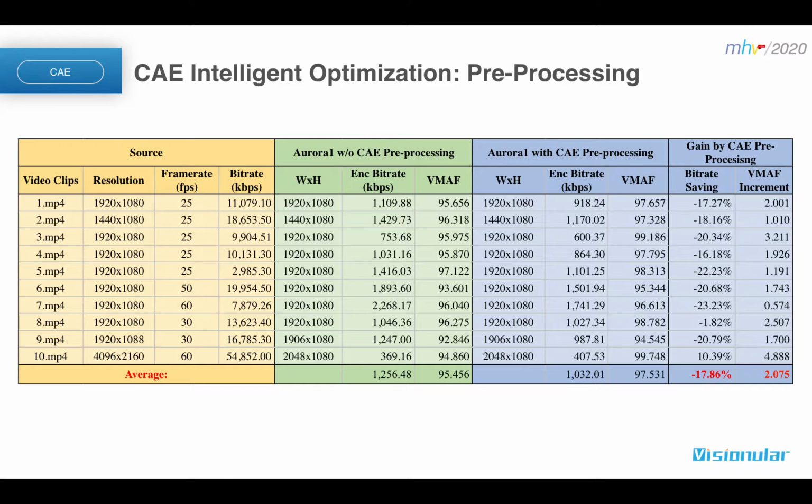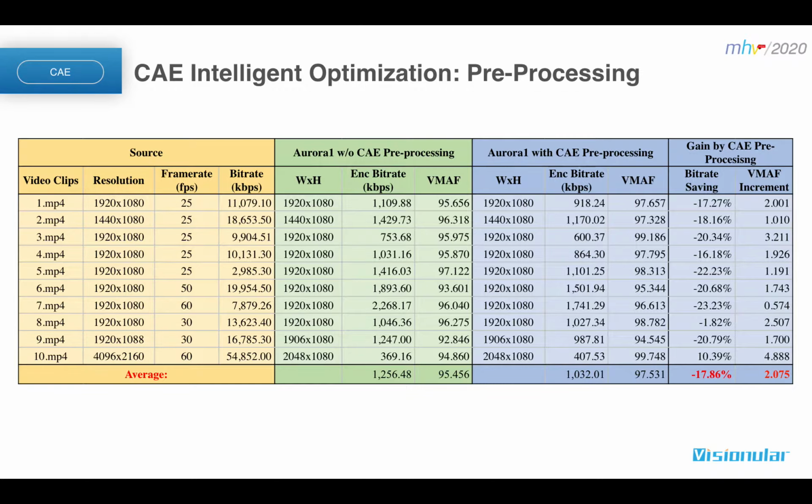And before that, we compare using our own AV1 encoder with the use of content adaptive encoding preprocessing and without the use of preprocessing. So in this table, we apply the same core encoder, but with and without the use of preprocessing, to the same content, the same test set. This test set includes 10 video clips, and the majority are 1080p video.